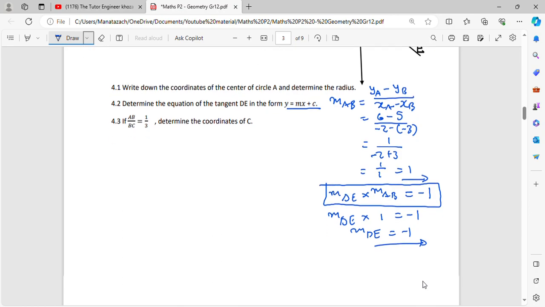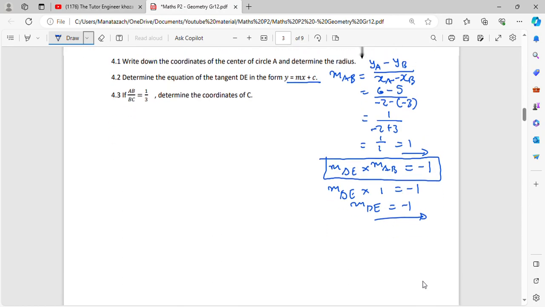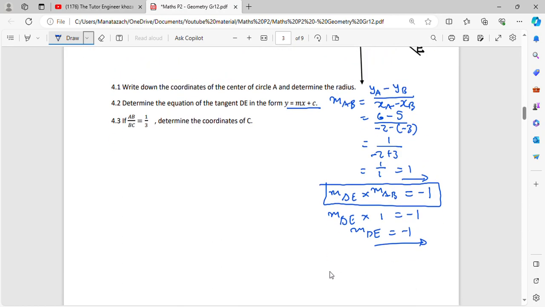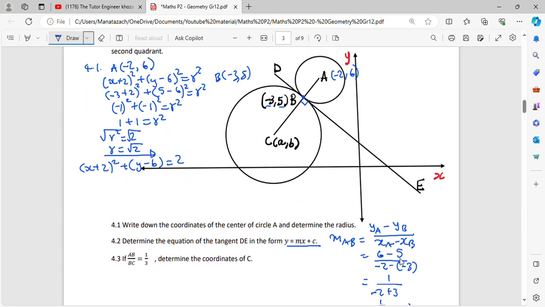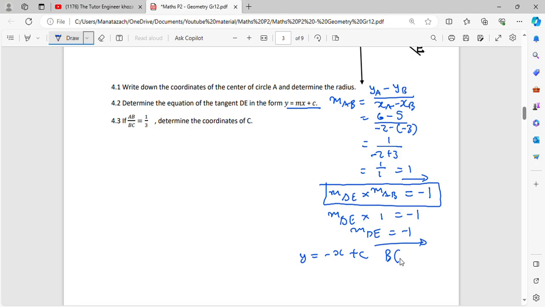Now that we have the gradient for DE, we can write the entire formula as y is equal to minus x plus c. So remember that line DE is passing through point B, which has coordinates minus 3 and 5.